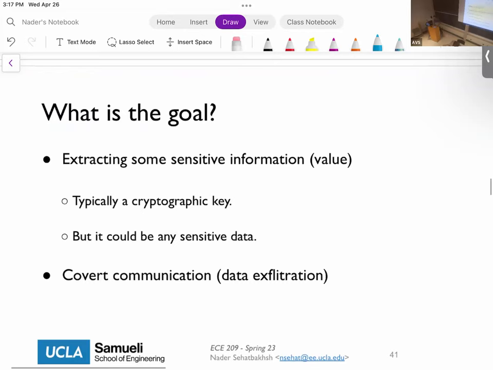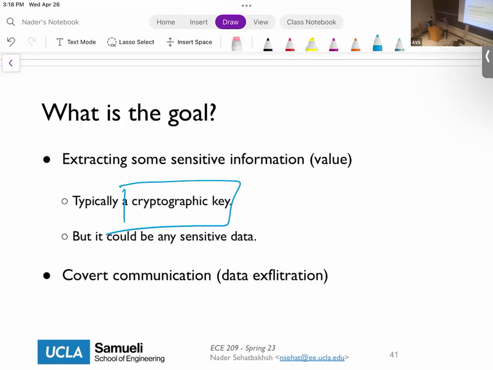So what is the goal in a side channel attack? The goal is basically finding something sensitive about the device, okay? You're not trying to impact the availability of the system, because you're not impacting the system. You're just collecting information from the system. So what you're doing really is just breaking the confidentiality, okay? You're just trying to extract. And what do you extract? In most cases, you're really trying to break the crypto, okay?